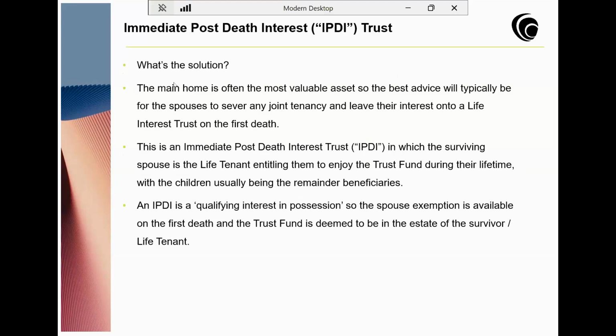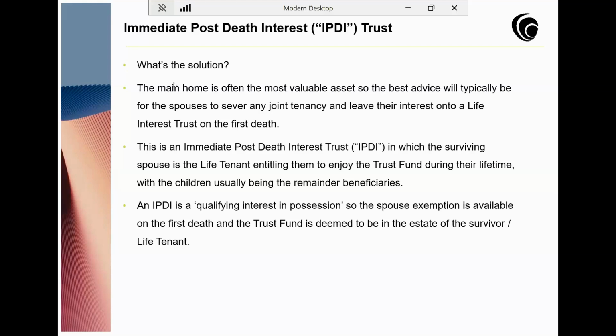So, what's the solution? Well, this can be done by leaving assets on a life interest trust for the survivor on the first death. And in respect of the main home, that will mean ensuring the spouses sever any joint tenancy so that they hold their interest in the home as tenants in common. And that allows them to pass their interest in the home under the will rather than directly to the survivor by survivorship.